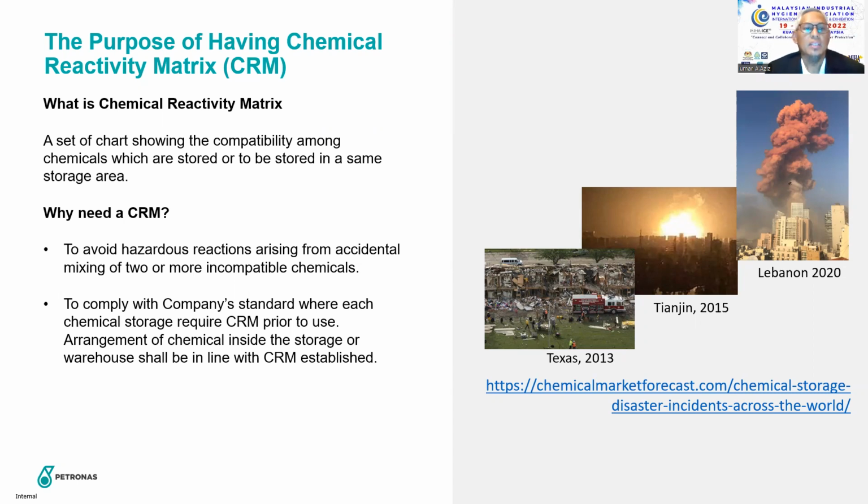Other than that, we need a CRM to comply with the company standard, specifically the Petronas standard, where each chemical storage is required to establish a CRM prior to being used. So the arrangement or layout of chemicals inside the storage must align to the CRM generated for that particular warehouse or chemical storage.